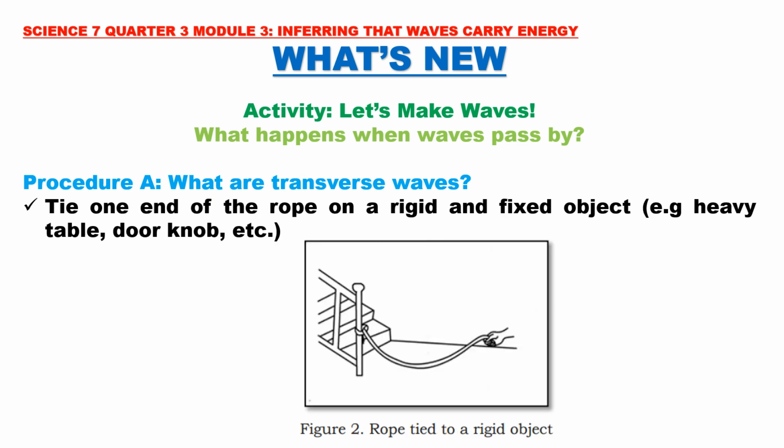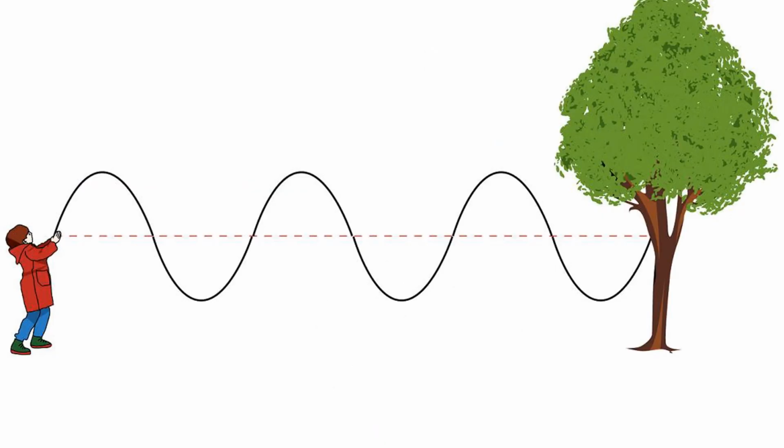So, tie one end of the rope on a rigid and fixed object, for example, a heavy table, doorknob, etc. So, here in my example, I have tied the rope to a tree. So, these broken lines show the rope. If it's not disturbed or if it's not vibrated, it's just in a straight line. But when you vibrate it or when you move it, it will form a wave.